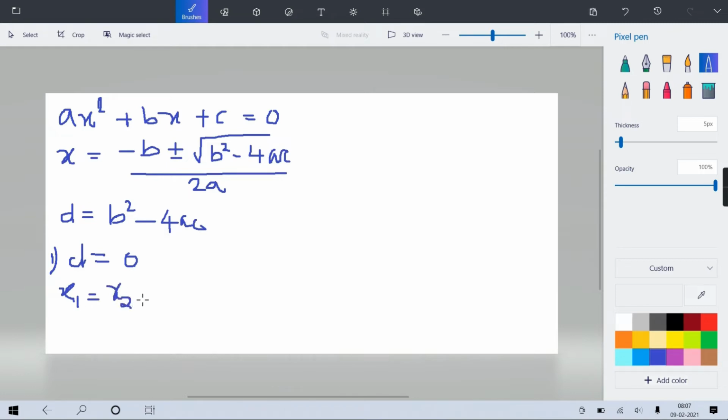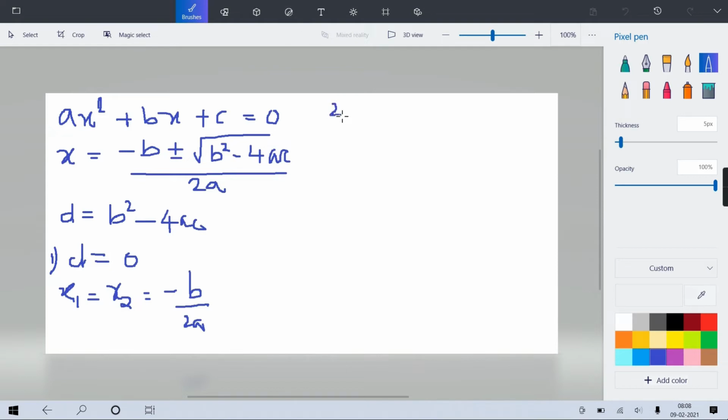Is it? I hope you are understanding. Both are going to be minus b upon 2a, because that part comes 0, isn't it? So it is minus b upon 2a. So both the solutions will be this thing.